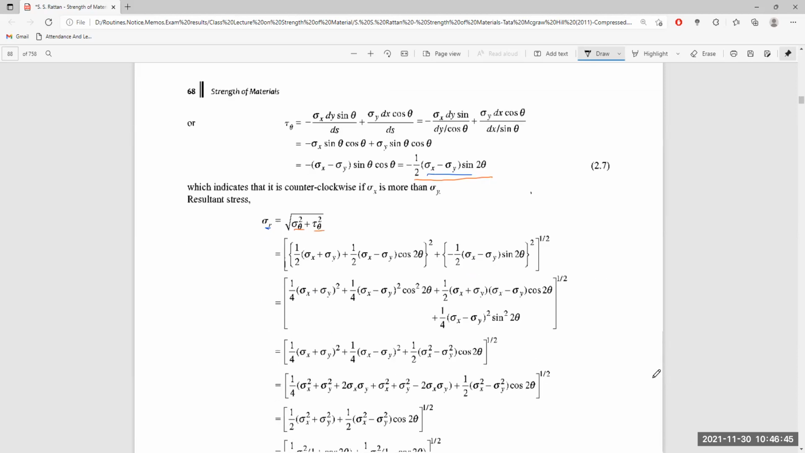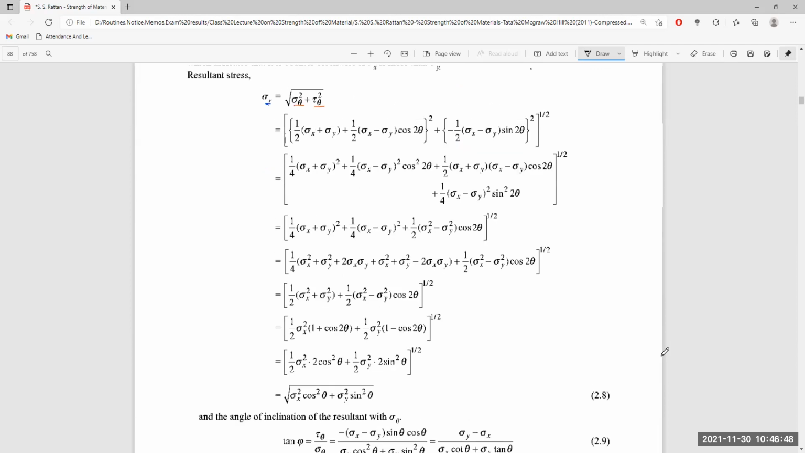And the square of this portion, tau theta, is 1/4 (sigma x minus sigma y) whole square sin square 2 theta. So if we simplify, what will happen? The 1/4 (sigma x plus sigma y) whole square remains as it is, and here this portion will become sigma x square minus sigma y square into cos 2 theta. Thus it comes here, and this remains.